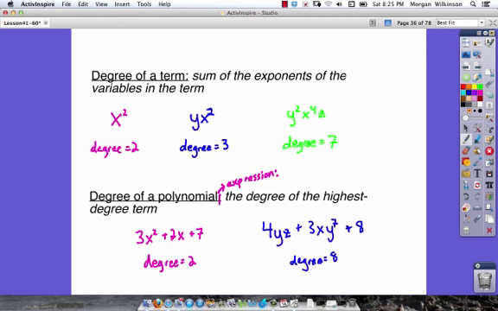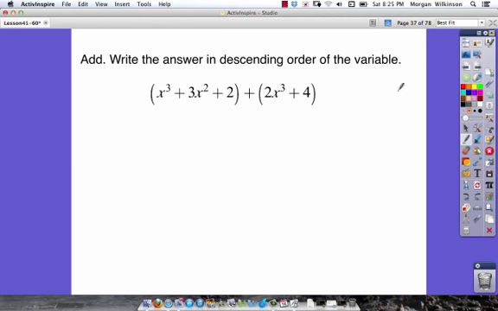Let's go ahead and look at some examples. What we want to do is add, and we want to write the answer in descending order of the variable. So if we're adding, first thing we have to do is figure out how many x to the third powers we have. Well, we have 1 here, and we have 2 here. So we add 1x to the third plus 2x to the third. That must be 3x to the third power.